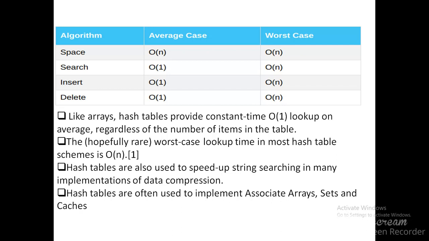Hash tables are also used to speed up string searching in many implementations. Since it's constant time and gives very good performance, it's used in data compression and searching on the data. Hash tables are often used to implement associative arrays, sets, and caches. All right, so that's the theory of hashing, hash code, collisions, etc.